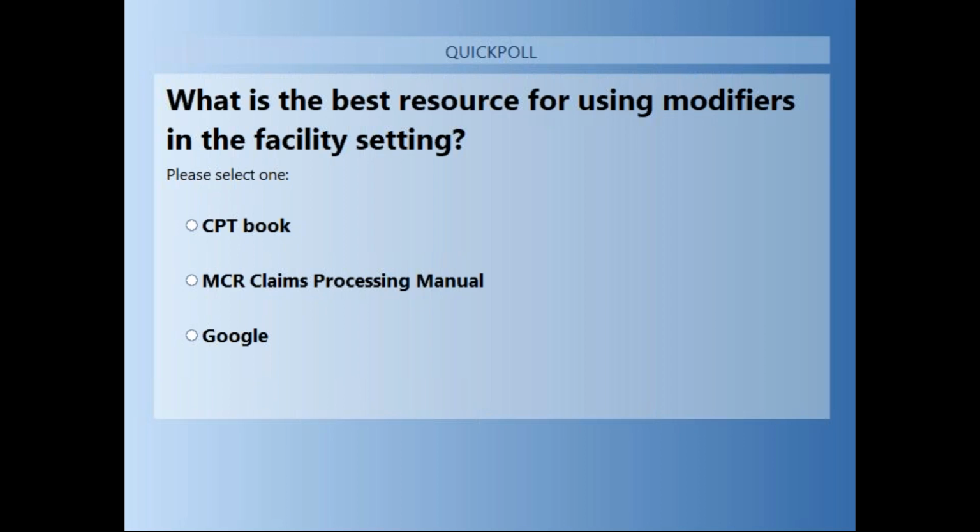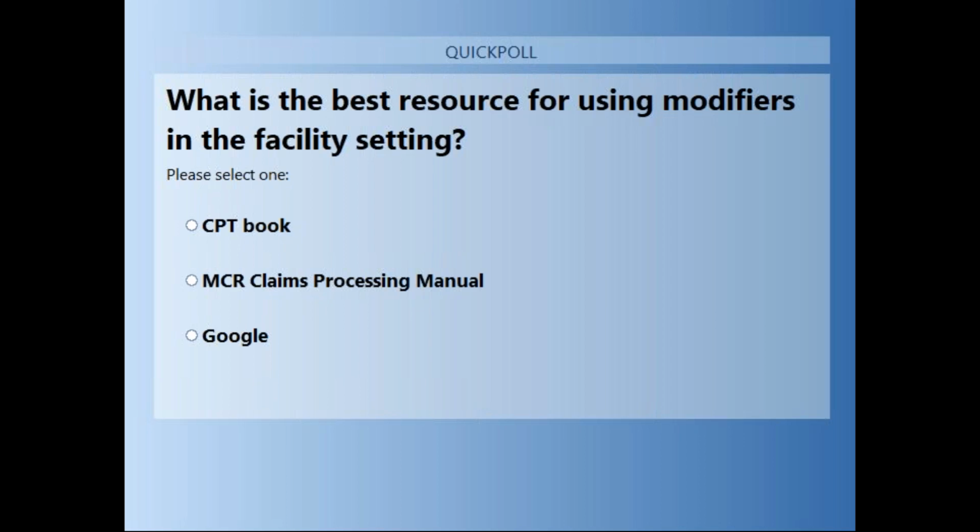Oh, and we got lots of colors coming through, Christy. We've got lots of responses trickling in. I'd love to see that. So we're getting over to the majority of you. So what do you think? And we've got all colors, all choices. So this will be some good discussion. So anybody else want to weigh in? I always like to get to that magic percentage. So what's the best resource for using modifiers in the facility setting? Your CPT, the Medicare Claims Processing Manual, or Google?